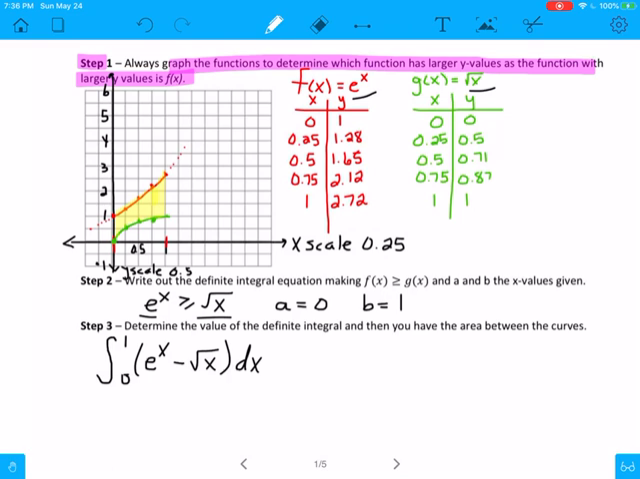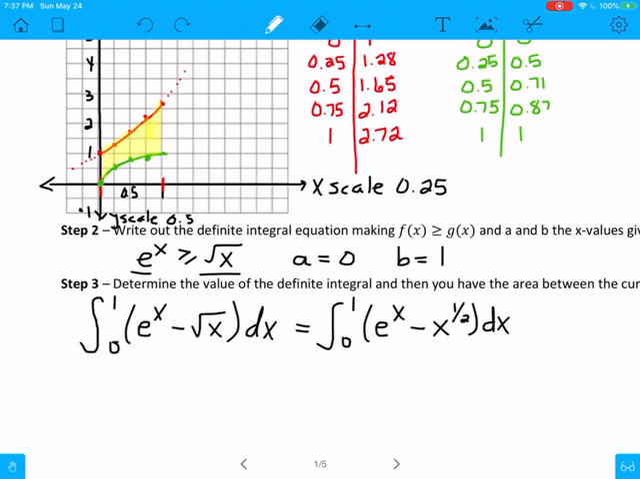Okay. So now I'm going to rewrite it because I always told you to rewrite square roots as to the power of a half, which is important. So I'm going to go e to the x minus x to the half dx. All right. Wouldn't be me if I didn't put random black lines on pages.